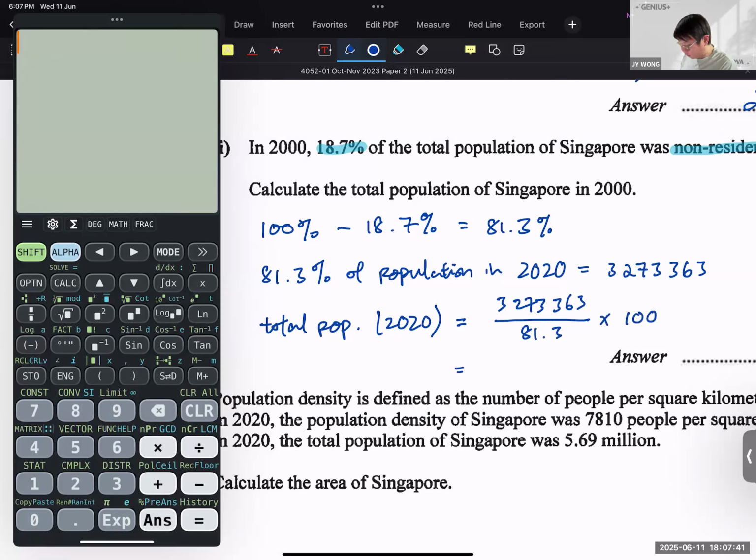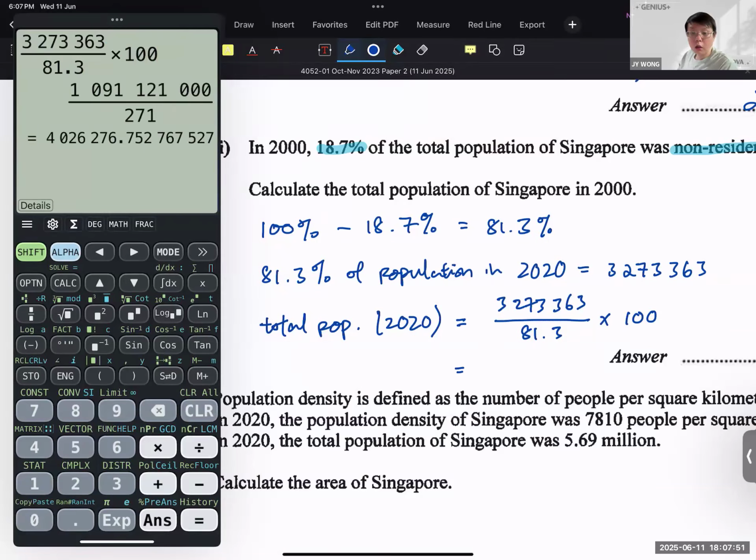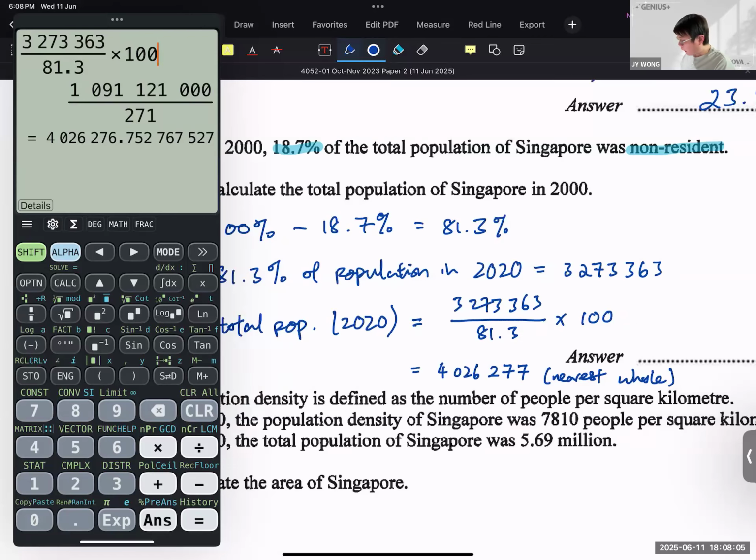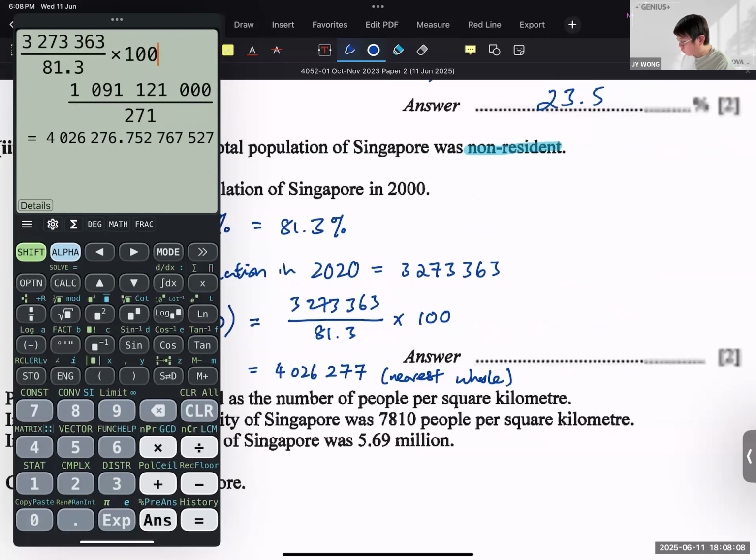Here, you cannot put a percentage sign there. If you put times 100%, then it's wrong. So don't anyhow put the percentage sign. That's why sometimes it's a lot safer to just not put units for anything, except for degrees. Okay, so this will give you 4026,277 to the nearest whole. I would leave the answer in nearest whole.